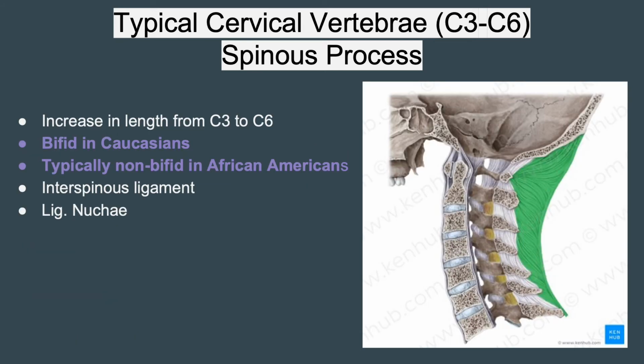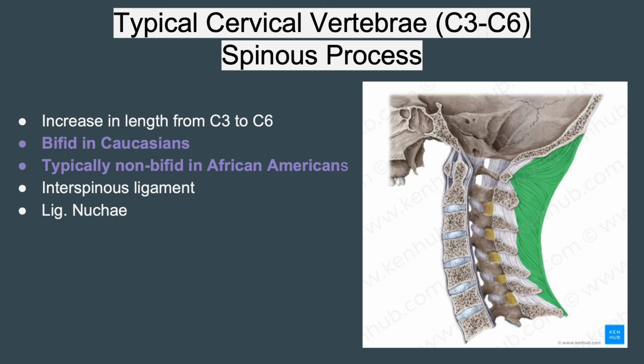All right, moving along to the spinous processes. So you want to know that they increase in length from C3 to C6. And then in purple, these are some little factoids that Mr. Mortar really likes. He likes any kind of racial disparities or any kind of genetic disparities. So you want to know that they are typically bifid in Caucasians and typically non-bifid in African Americans.